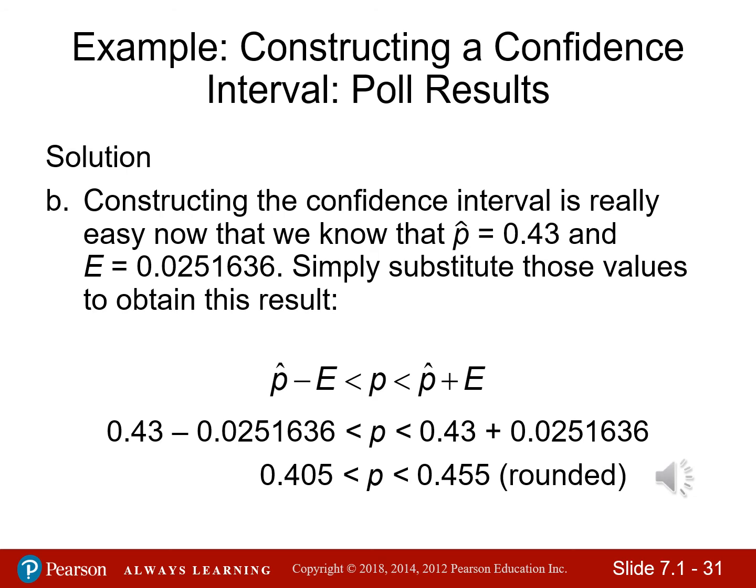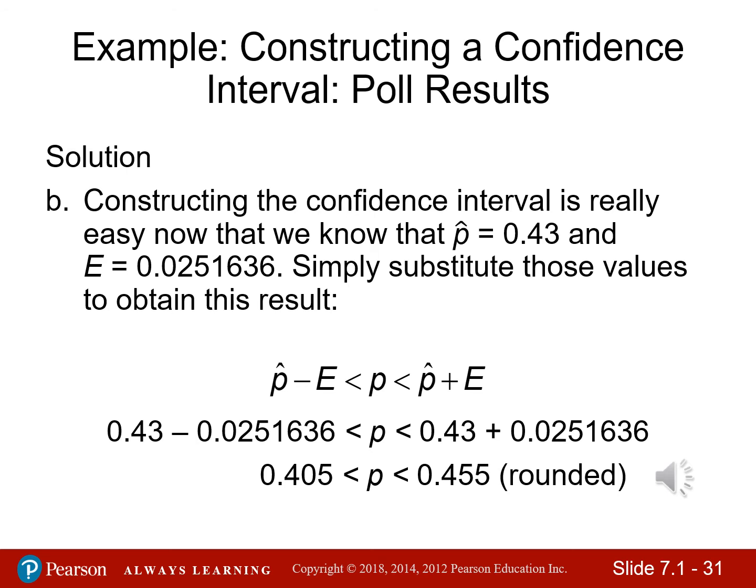And now we can construct our confidence interval. Constructing the confidence interval is easy now that we know that P hat is equal to 0.43 and our margin of error E is equal to 0.0251363. We simply substitute those values in to obtain the result of P hat minus the margin of error is less than the population proportion is less than P hat, or sample proportion, plus the margin of error.